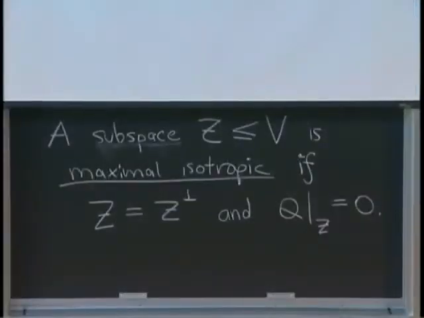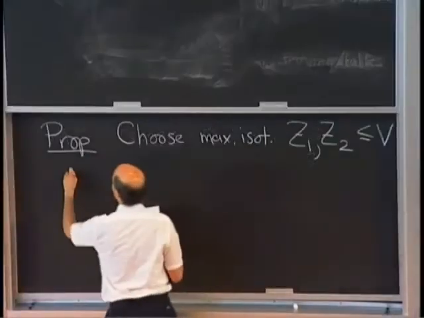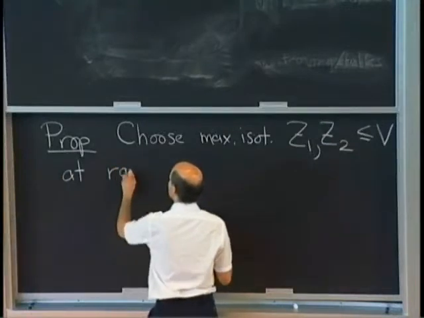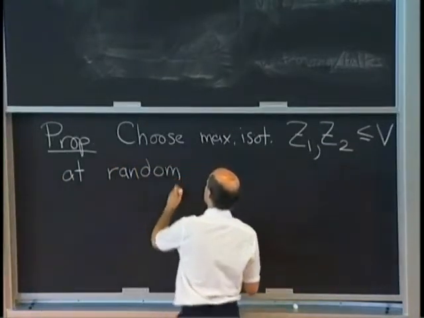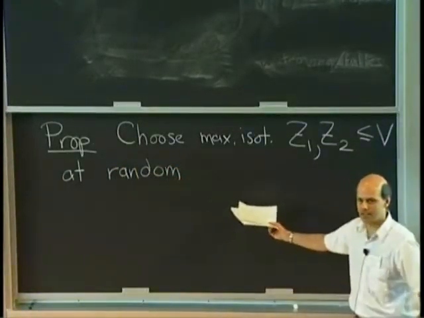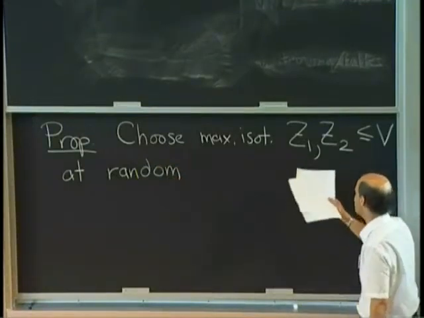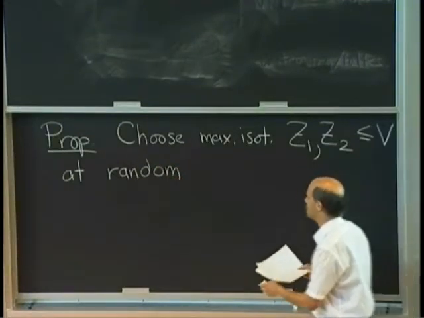So suppose I have a V as above, and I choose 2 maximal isotropic subgroups, say Z1 and Z2. And I choose them at random. And when I say at random, I mean uniformly among all the possible choices. There's a finite dimensional vector space, so there are finitely many. I just choose them independently, uniformly at random.